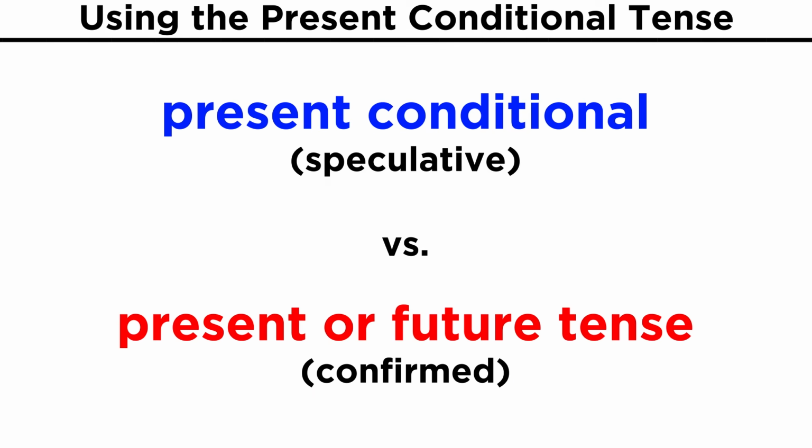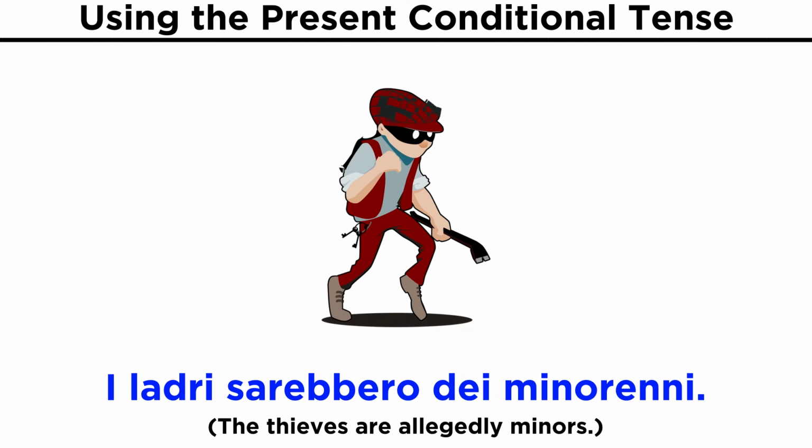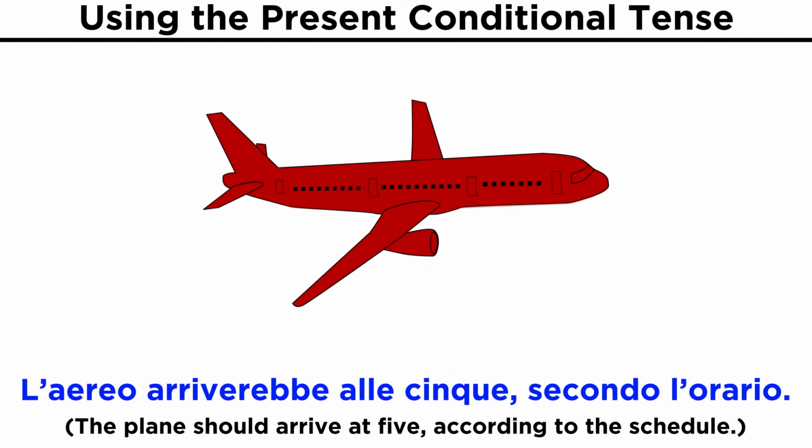And lastly, we can use this tense to convey information that is speculative or not completely confirmed. If the fact were confirmed, then either the present or future tense would be used. I ladri sarebbero dei minorenni. L'aereo arriverebbe alle 5, secondo l'orario.